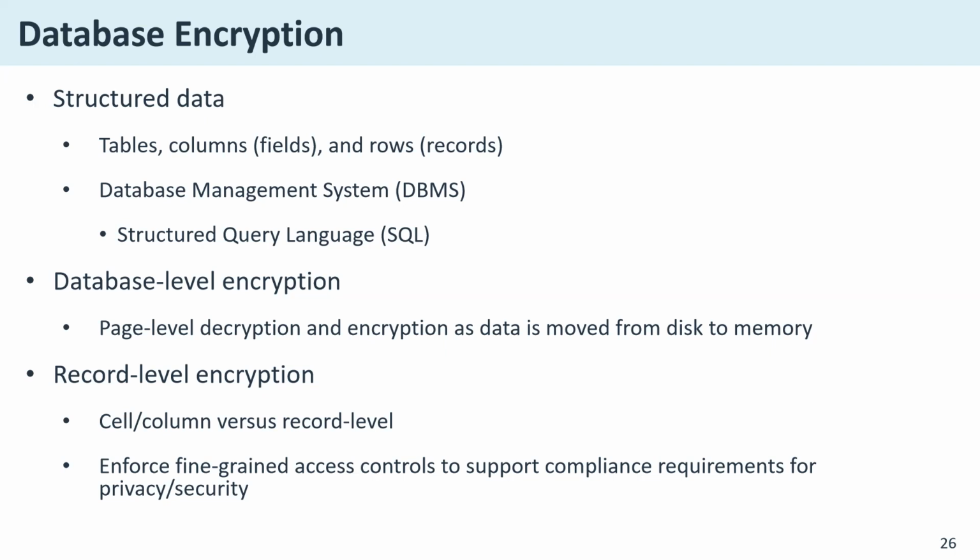So in trying to do all of those back and forth, there must be security in action. So you can have database level encryption. You can have record level. That means you are protecting the entire database, and also the items within the cells of the database. So if you enforce this fine-grained access control to support compliance requirements for privacy and security, you'll be providing a better system for security.